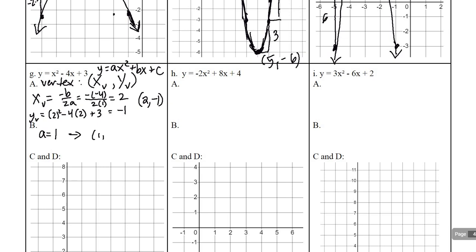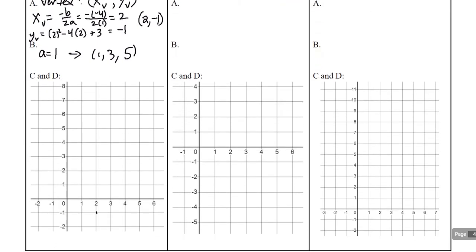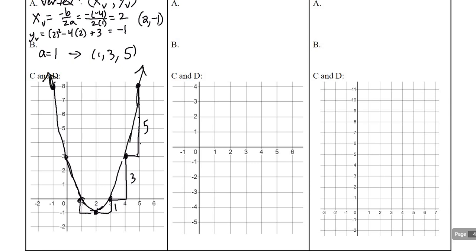So my step pattern will be 1, 3, 5. I plot my vertex, I use my step pattern. Over 1, down 1, then over 1, up 3, over 1, up 5. And symmetry. Okay, and then this is (2, -1).